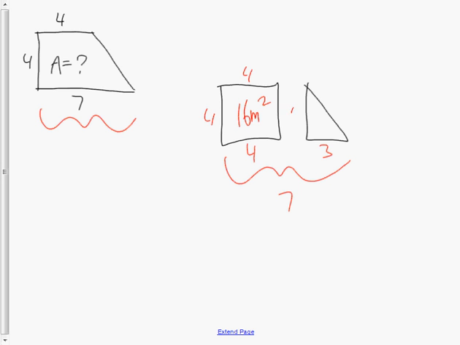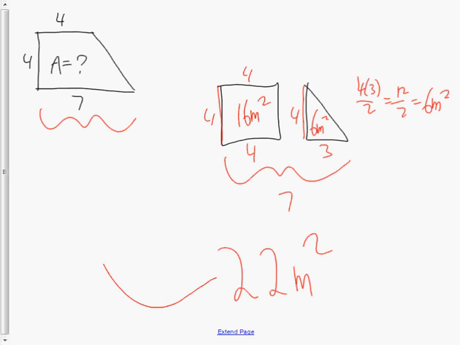And since that is 3 and this is 4, base times height would be 4 times 3 divided by 2, which is 12 divided by 2, which is 6 meters squared. So the area of the triangle part of that composite shape is 6 meters squared. So therefore, in total, the area of both parts put together is 22 units squared or meters squared. Okay?